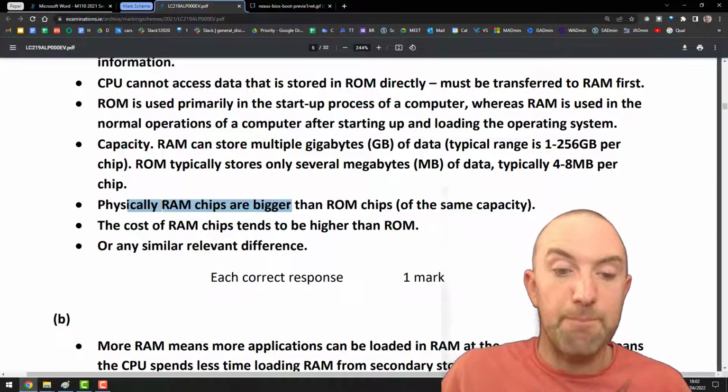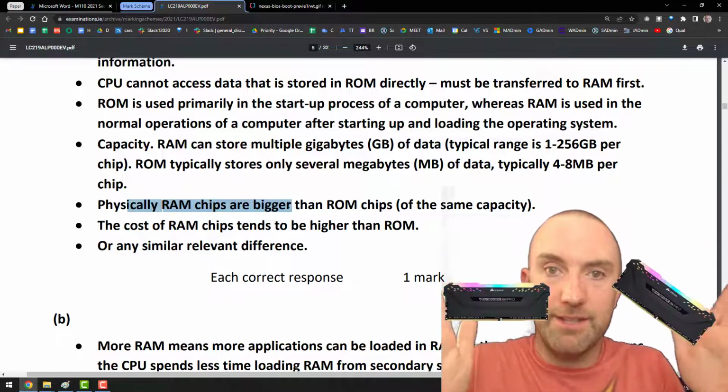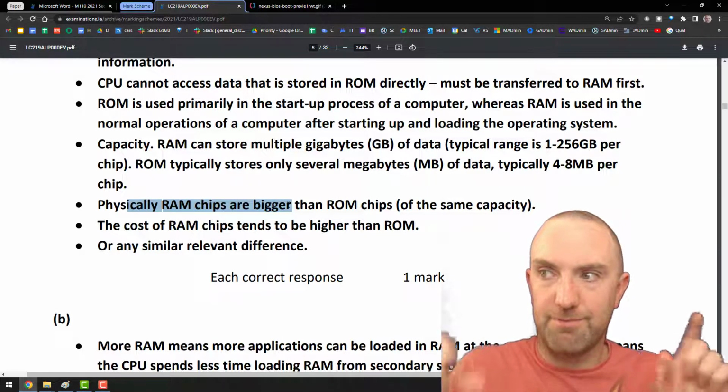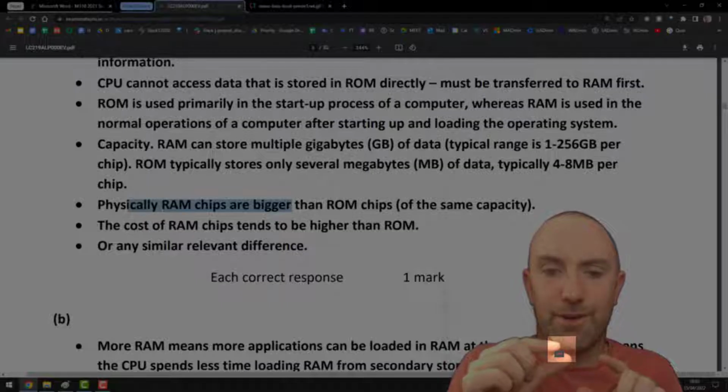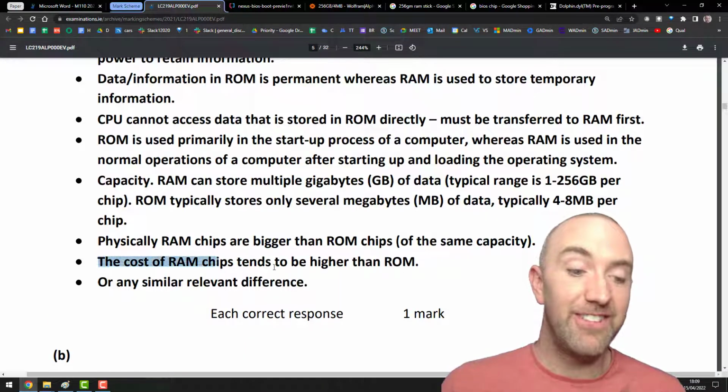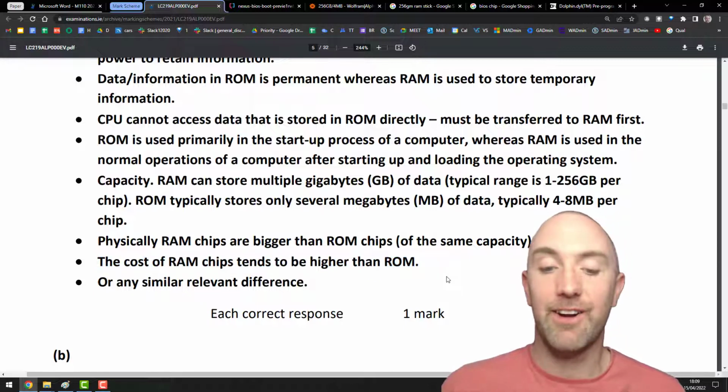Physically, RAM chips are bigger. They're about this size. Whereas ROM chips are small and they go on your motherboard. And the last one, the cost of RAM chips tends to be higher than ROM. Tends to be.